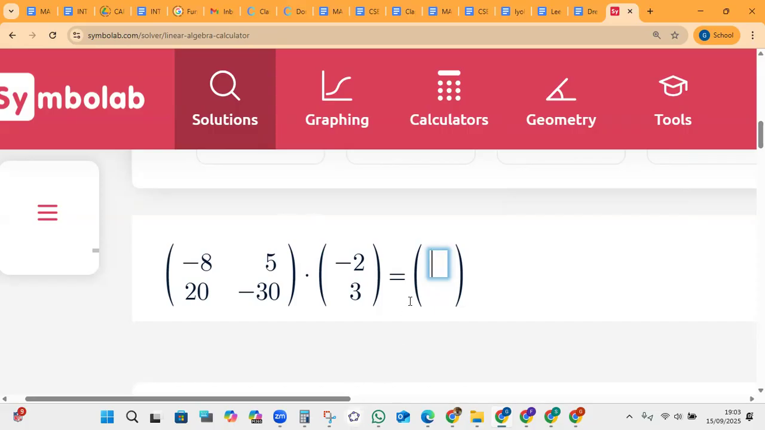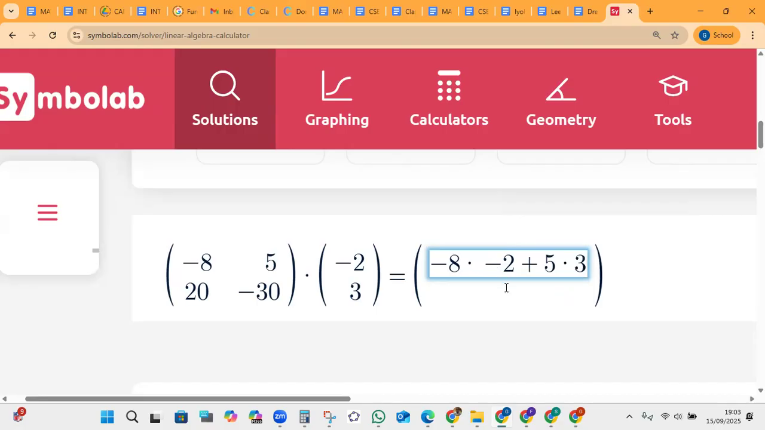Okay? So let me write this down. -8 times -2. Symbolab is using the dot as multiply. So you have the x as multiply, but you also have a dot as multiply. The x is more popular, but the dot is also the symbol for multiplication. And brackets too. So -8 times -2 and 5 times 3, just to get the first entry.